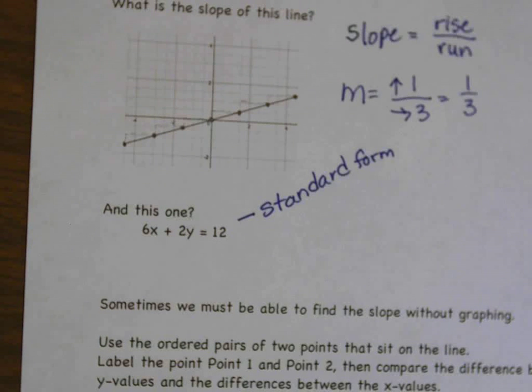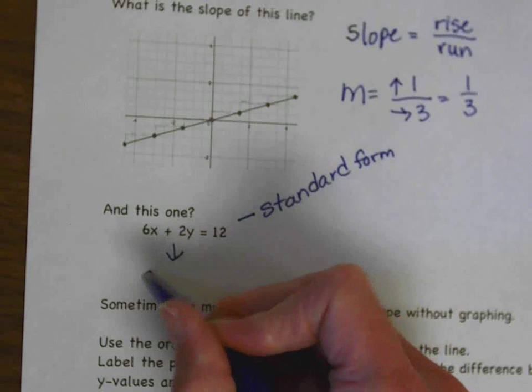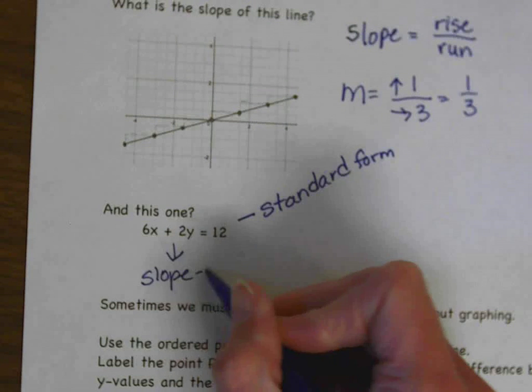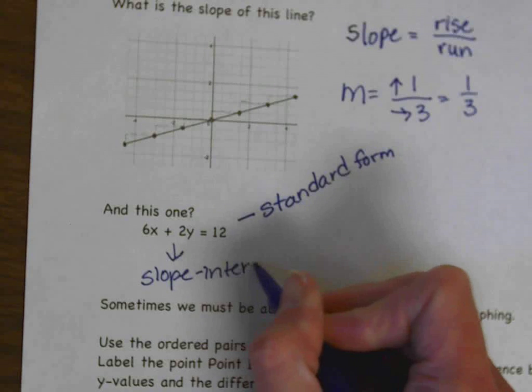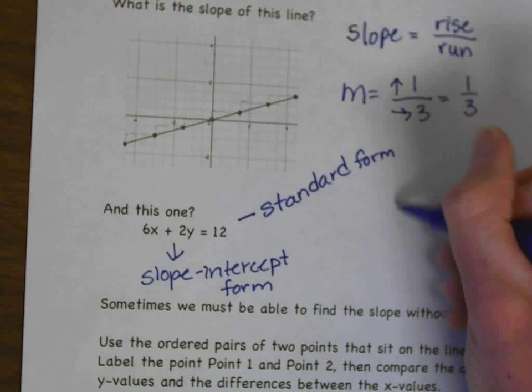Okay, and if you're saying yes, yes, yes, then you are correct. And the way that you are correct is we need to turn it into slope-intercept form.